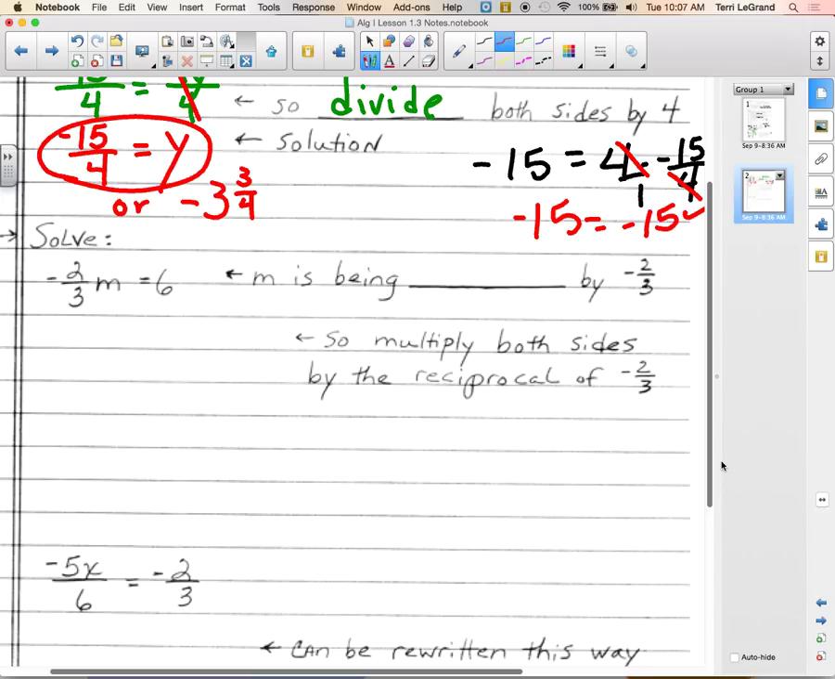Okay, let's do negative 2/3 m equals 6. m is being multiplied by negative 2/3.